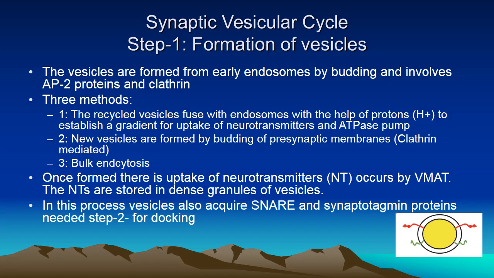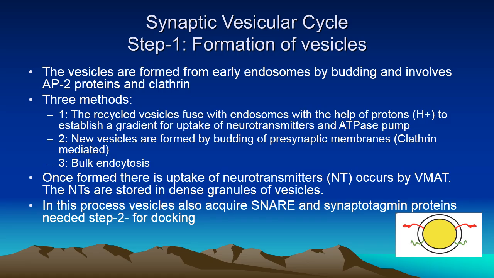For example, step 1 is formation of vesicles. Vesicles are formed from the early endosomes by budding and involves AP2 proteins and clathrin. There are three methods of formation. One is recycled vesicles fuse with endosomes with the help of the proton pump, which establishes a gradient for uptake of the neurotransmitter, and ATPase. Second is new vesicles are formed by budding of the presynaptic membranes, and that is clathrin mediated. And the third is bulk endocytosis. By far, first and second are important.